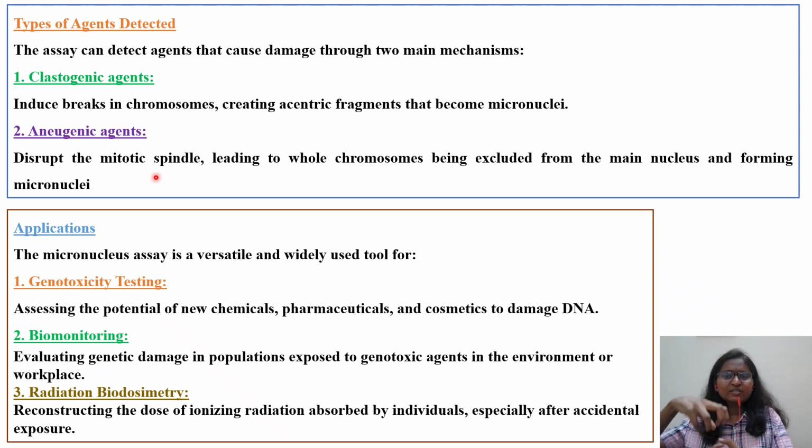So disrupting this mitotic spindle, the chromosome will remain at the center of that cell division stage only, leading to a whole chromosome being excluded from the main nucleus and forming micronuclei. Here, the micronuclei in the cluster will be a small chip part of the chromosome. But in the case of aneuploidy, the whole chromosome is left behind because of the disruption in the mitotic spindle fiber.